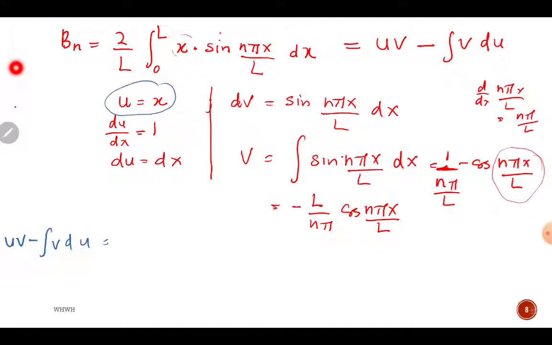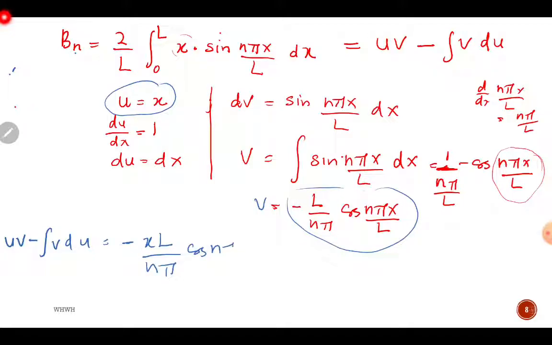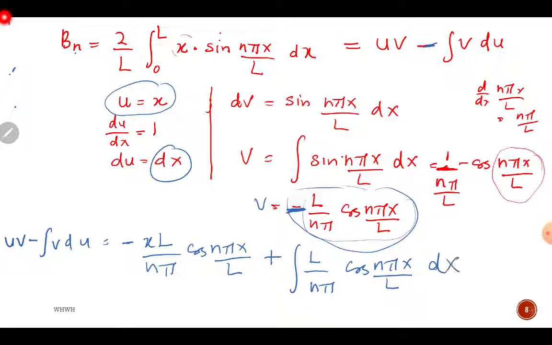Kita ada u, kita ada v dah sekarang ni. So we just multiply them together. So we're gonna have negative x L over n pi cos n pi x over L minus with v du, minus v du. So minus lagi, dia akan jadi positive integration of v, okay, v du. So v kita adalah L over n pi cos n pi x over L, du kita adalah dx.